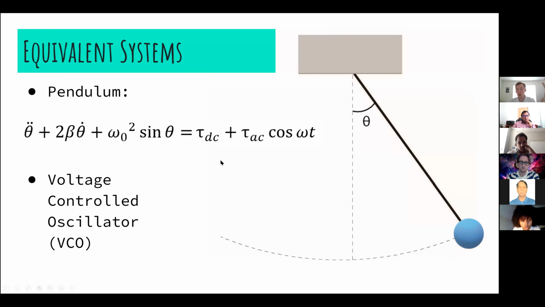This is the pendulum equation we saw in intermediate physics or classical mechanics, where the pendulum is given by a nonlinear differential equation, and we have a DC and AC applied torque to it.